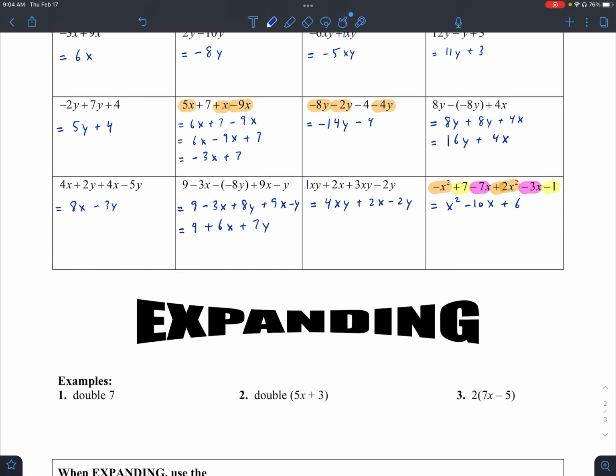And what we have here is called a trinomial. So a trinomial is an expression that has 3 different terms, 3 unlike terms. Okay, we got x squared as a term, negative 10x as a term, and 6 as a term. So 3 different terms that cannot be collected because they're different from each other.